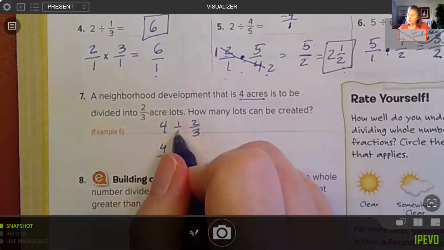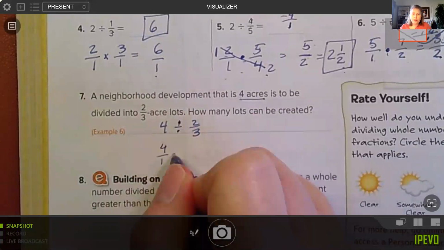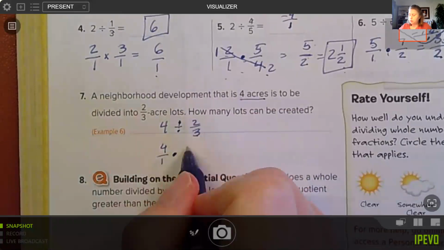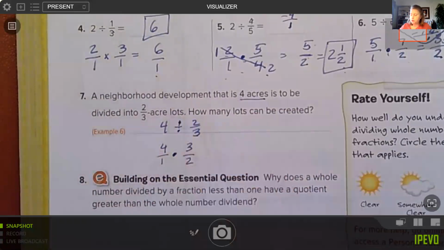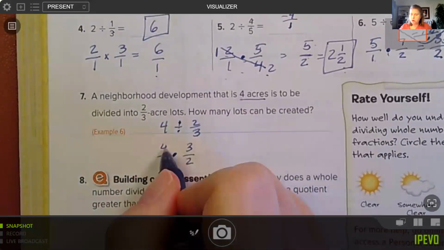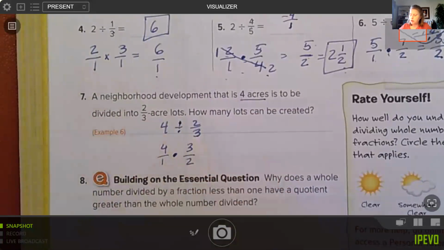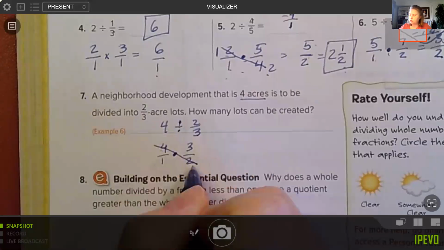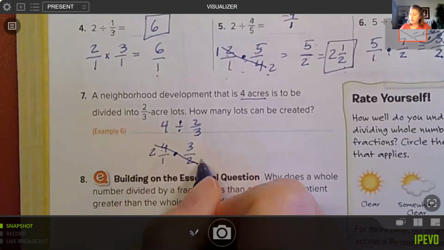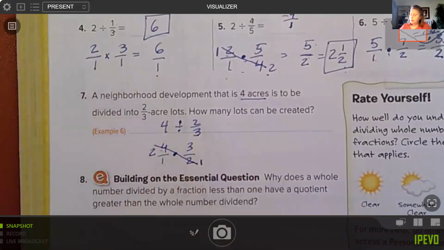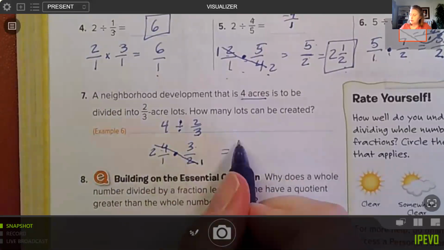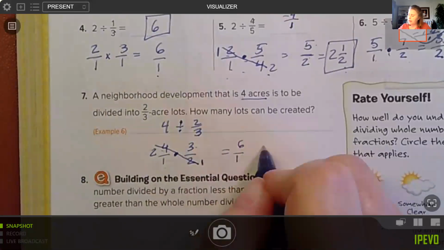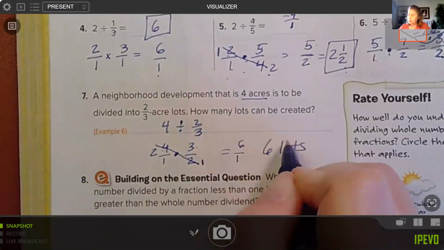The divide is going to change to a multiply, and we're allowed to do that as long as instead of dividing by 2/3, we multiply by its reciprocal, 3/2. You can multiply straight across, or if you prefer smaller numbers, we can cross cancel. Both of these numbers are divisible by 2. 4 divided by 2 is 2. 2 divided by 2 is 1. Numerator times numerator is 6. Denominator times denominator is 1. So we would have 6 lots that could be created.